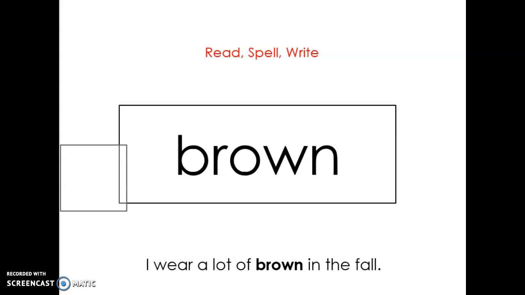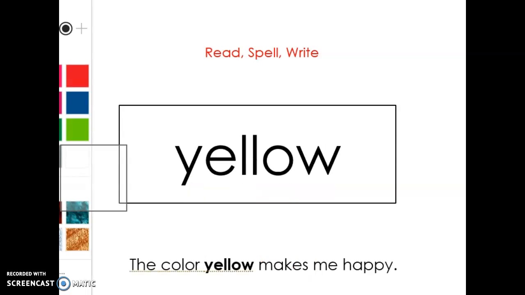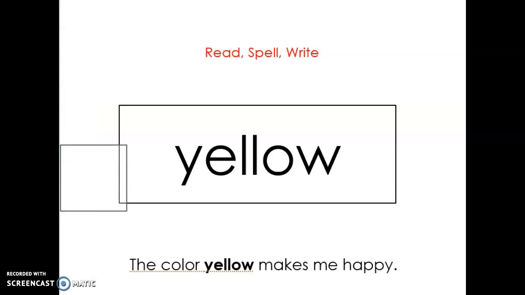Next word is brown. What's the word? Spell it. B-R-O-W-N. I wear a lot of brown in the fall. Last word is yellow. What's the word? Ready? Spell Y-E-L-L-O-W. The color yellow makes me happy.